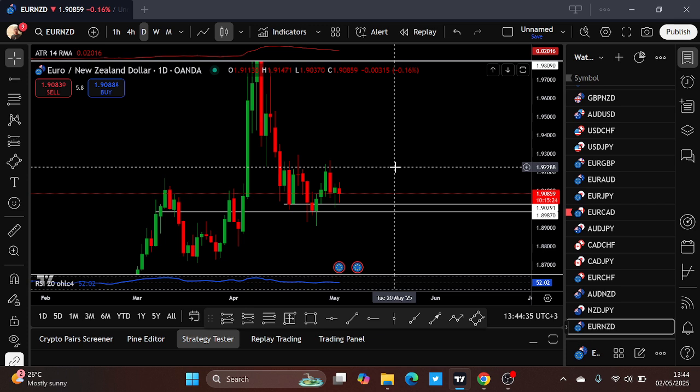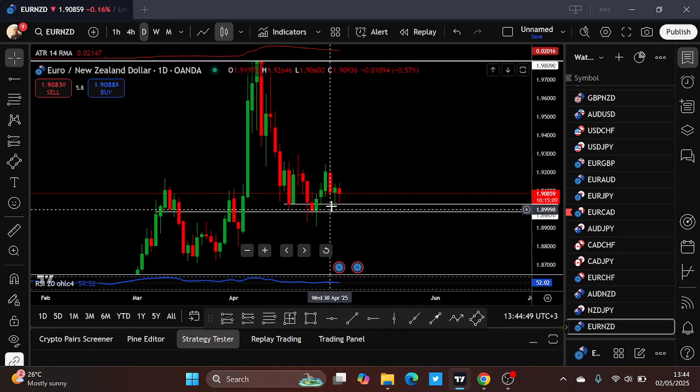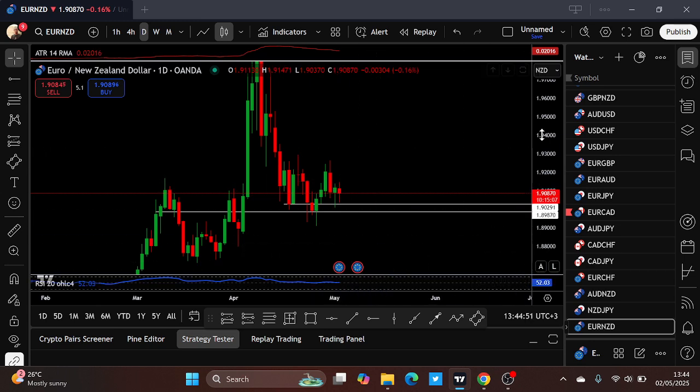But the weekly is telling us that yeah, there's a rejection. I am likely to go up. The daily is also showing us that it is likely to go up because it has formed a head and shoulder in the daily time frame. It is forming a head and shoulder, which is so significant.